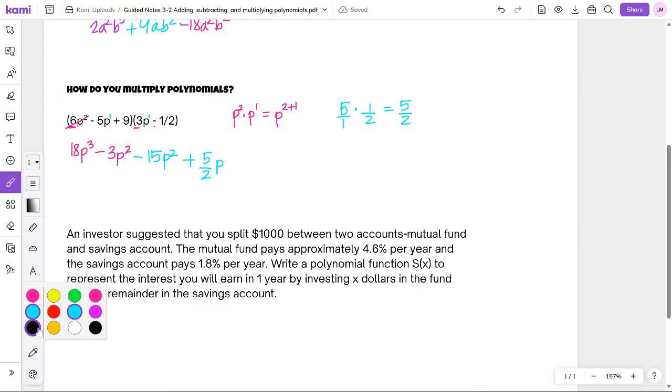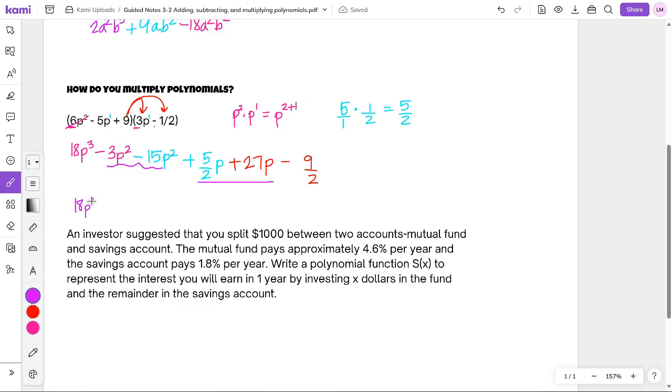Now let's take the 9 and multiply it through. So 9 multiplied by 3p is 27p, and 9 multiplied by negative 1/2 is negative 9 over 2. And now we want to look to see if we have common terms. So I see we have p squared, and then we have these two terms that have p. So 18p to the third does not have a match. These two are matched, so negative 18p squared. These two are a match, so this is 2.5.